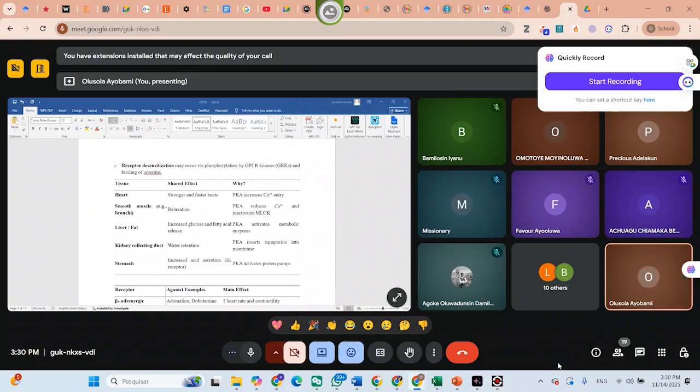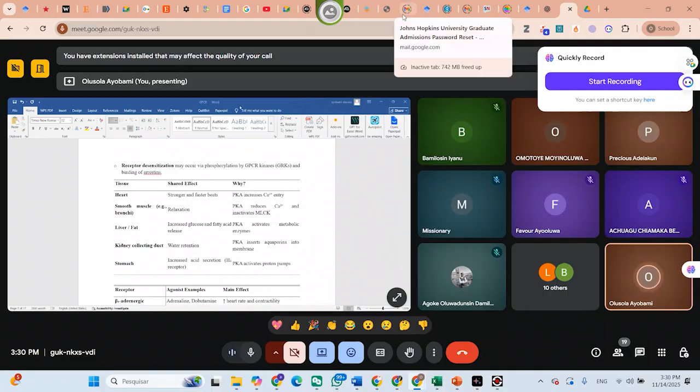And withdrawal syndrome. So in the heart, we said calcium entry increases. Then we have stronger and faster heartbeats, and there is contraction of the cardiac muscles. But for the smooth muscle, we have relaxation. Then we said it activates metabolic enzymes, so there will be increased glucose and fatty acid release. In the kidney, there will be water retention because of the insertion of aquaporins into the membrane.